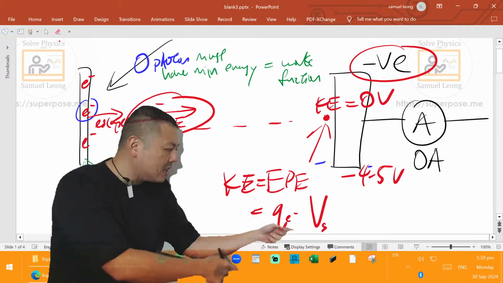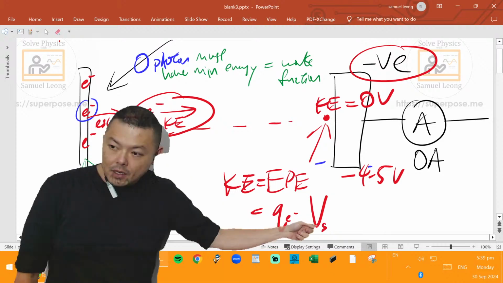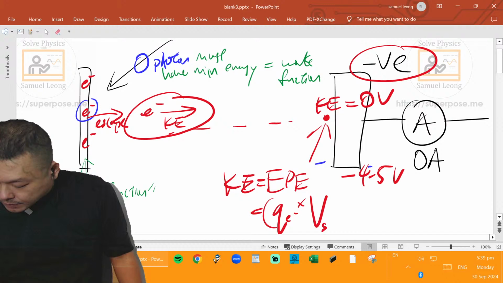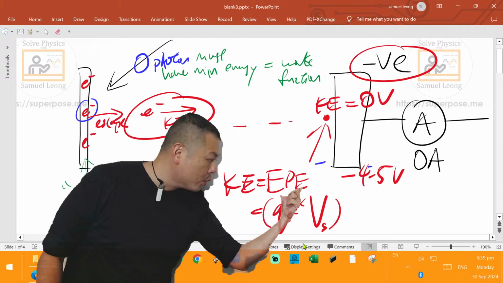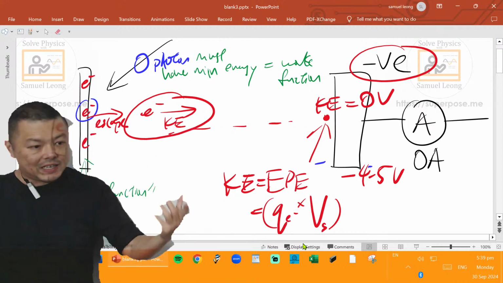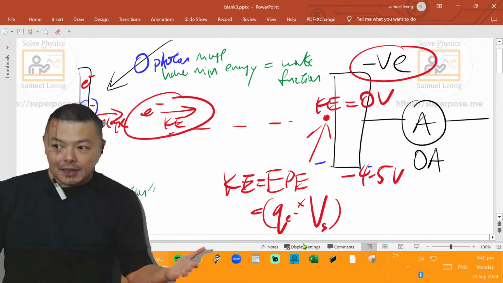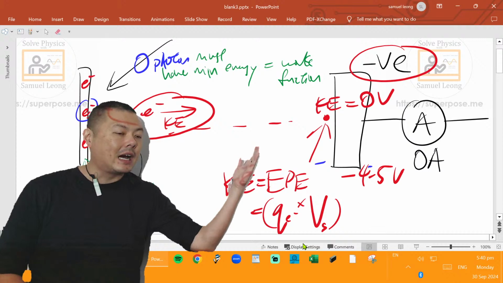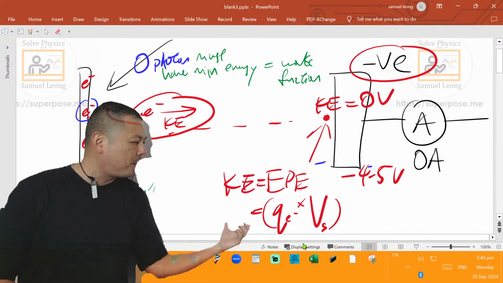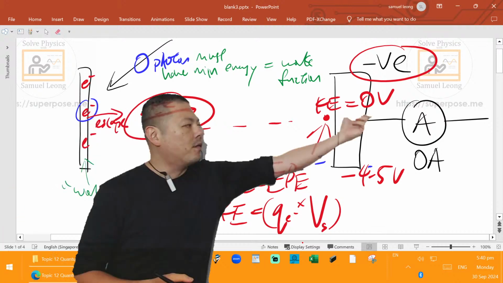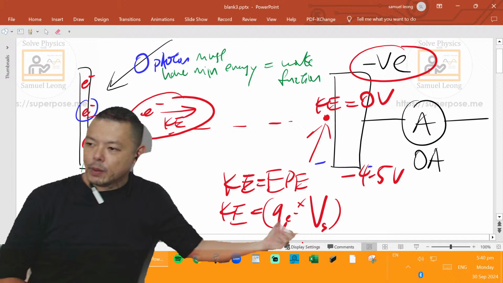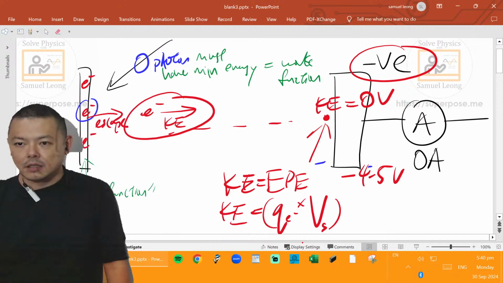The Q times V, right? The charge of the electron times the stopping voltage. That's how you work out the KE of the electron. Otherwise, there will never be a machine that can help you find the KE of this electron. You will never be able to measure it. You can only work backwards to calculate it. We use the plate's voltage to help us work backwards to find this KE.